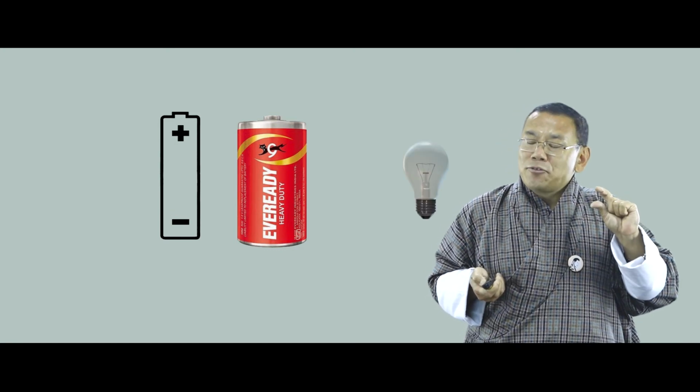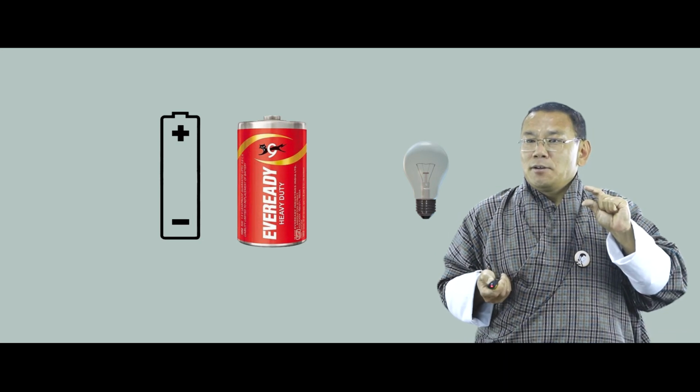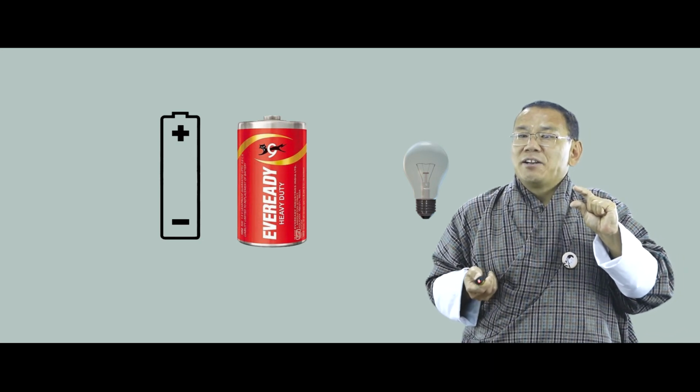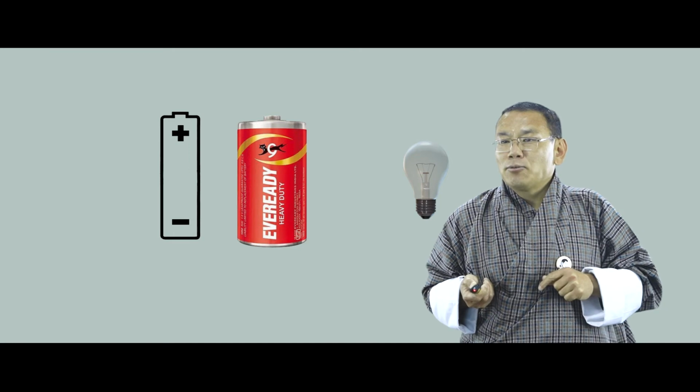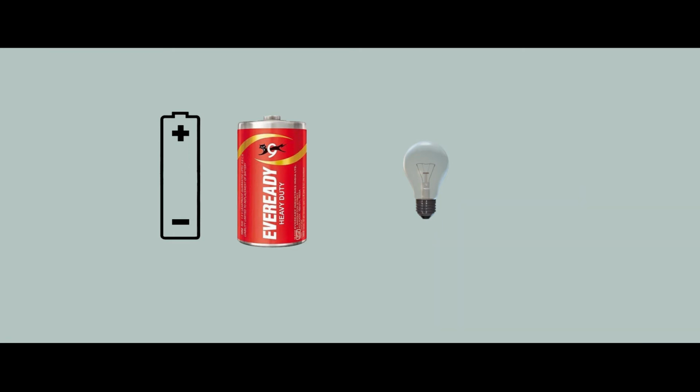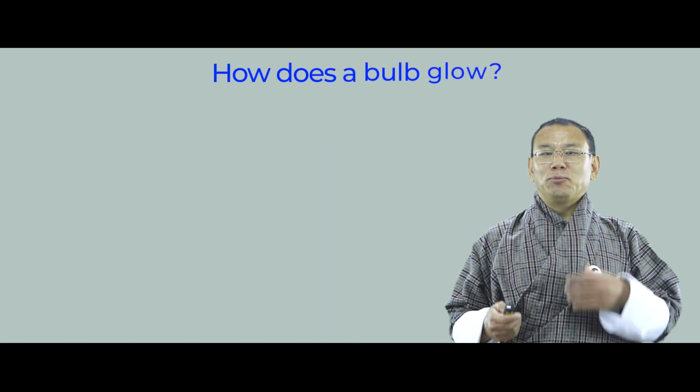Now, if I try to connect these two ends by a conducting wire, in this case this particular ever-ready torch cell, you should be able to make the comparison between this and this. If I connect the negative and the positive terminal by using a conducting wire like this, and I put a bulb in the circuit, this is what happens. Now you see that the bulb glows. Next we will see how a bulb glows.